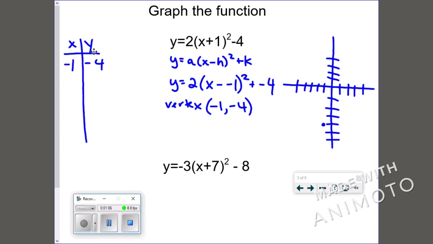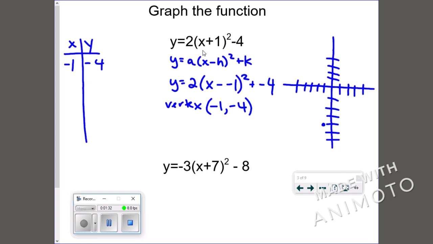I started my table off over here with that, and I plotted my first point. Then just like we did with standard form, let's find our y-intercept. This will be a little harder than in standard form, because in standard form, all we had to do was look at our c value and say, boom, that's our y-intercept. That's not necessarily the case here. We have to actually plug 0 in.